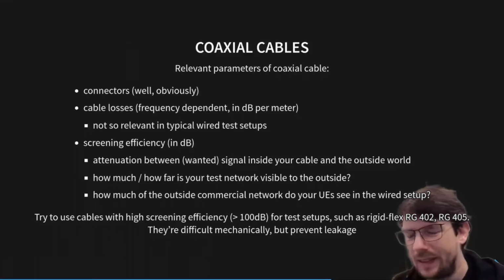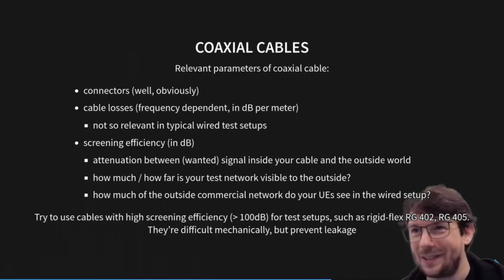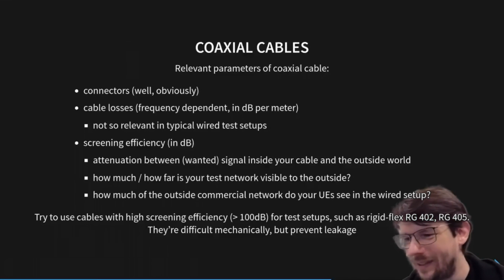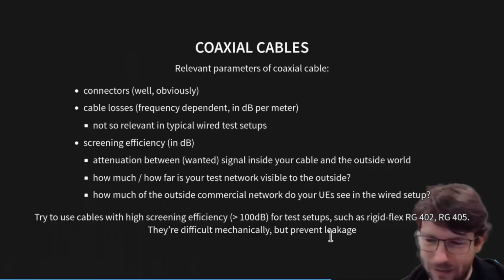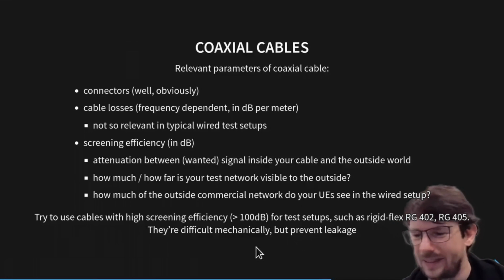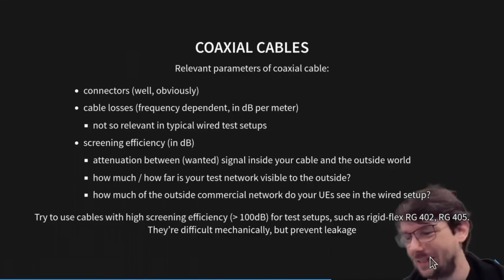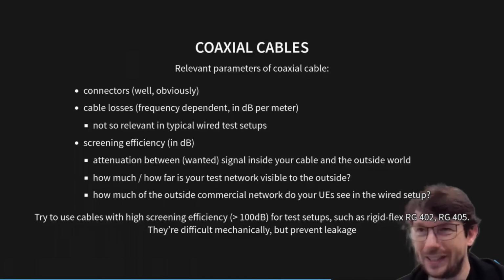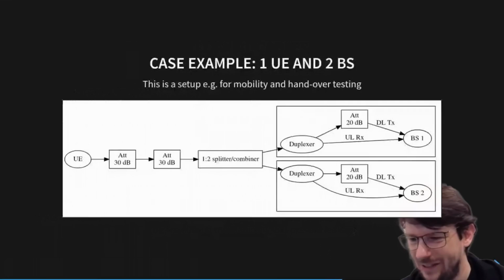physical properties. So the cables that achieve that screening efficiency, the lowest cost ones are rigid flex cables, RJ402 or 405 type. Rigid flex means, well, they are rather rigid. So you bend them once into place, and you shouldn't bend them too often. Not very comfortable to work with mechanically, but rather good in preventing leakage. You can also buy super expensive cables such as Sucoflex, which are more flexible at the same screening efficiency, but then we're talking about really expensive cables, which I typically avoid. I'd rather go for the cheap rigid flex ones.